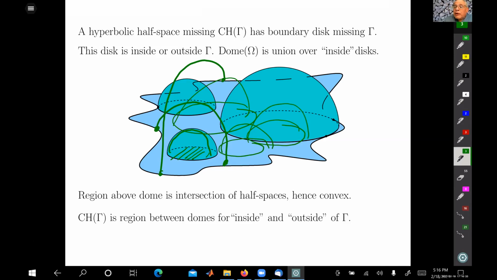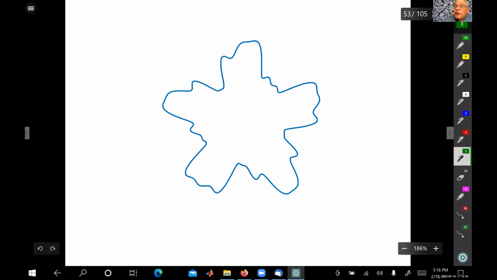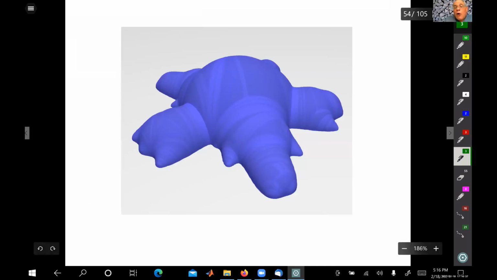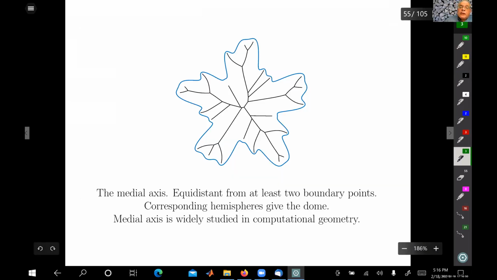And to show you a little better computer-generated picture, here's a smooth curve, and here's the dome that is created. This is the union of all the hemispheres whose base disk is inside the curve. If you have a computational frame of mind, you might ask how I generated this picture. And there's a little trick that when you're given a domain, there's this object called the medial axis from computational geometry. It's a tree. It's the centers of all the disks which hit the boundary in at least 2 points.